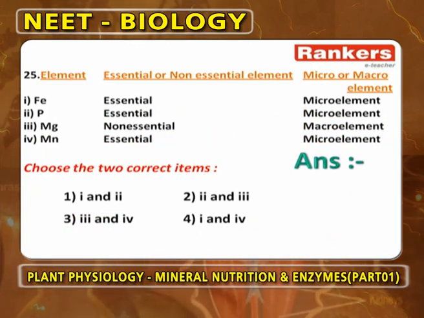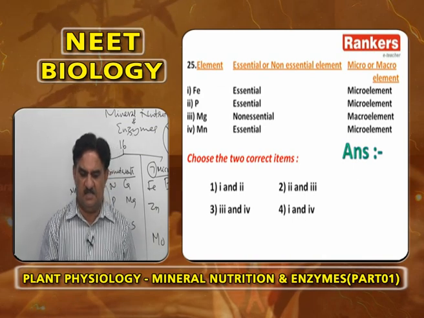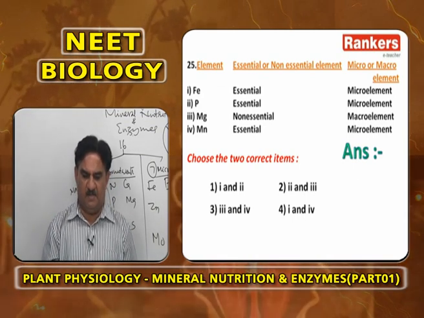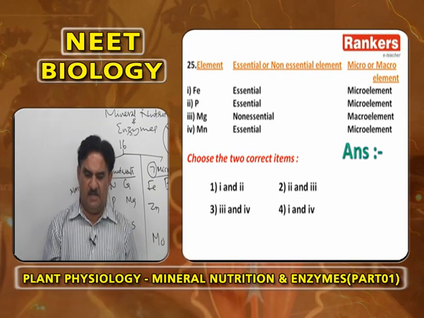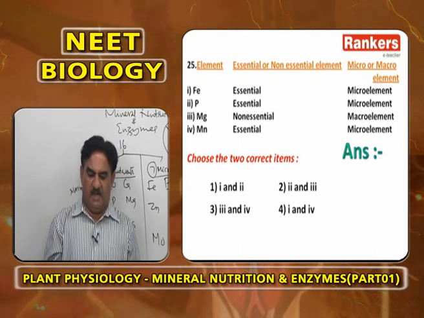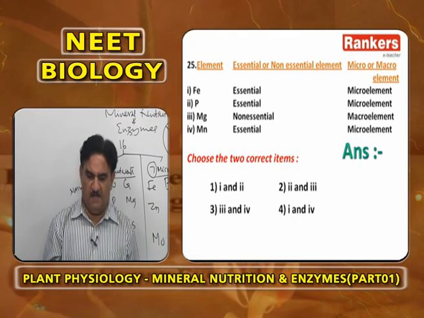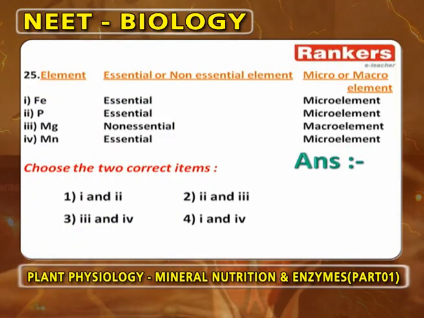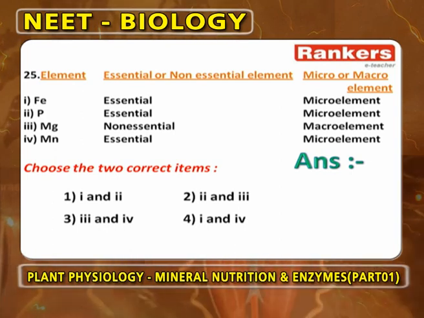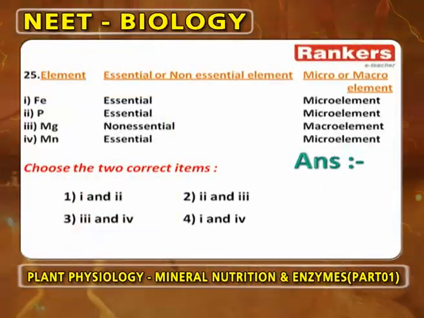Elements: essential, non-essential elements, micro or macro elements. Iron is essential. It is a micro element, correct. Phosphorus is an essential element. Micro element is wrong. It is a macro element. Magnesium non-essential macro element. Non-essential is wrong. It is an essential element, macro element. Manganese essential micro element. So the answer is 1 and 4. Fourth option. Iron essential micro element. Phosphorus essential micro is wrong. It is macro. Magnesium non-essential is wrong. Manganese essential micro element. So the answer is 4.